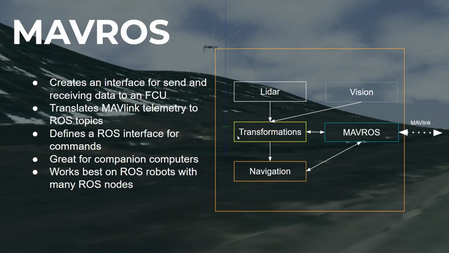If you're planning on combining many different programs together, ROS may be the solution for you because it offers a really easy way to send data in between your different programs. This architecture right here is really common on companion computers, and this is really where MAVROS shines.